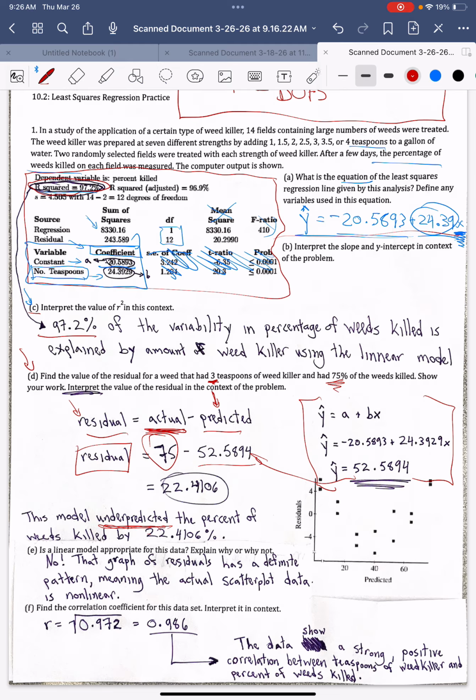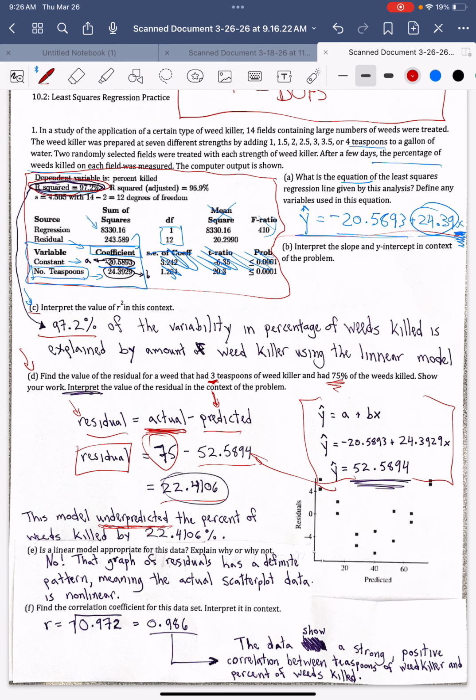The model under predicted the percent of weeds killed by 22.4106. Why? Because we have a positive residual. In other words, our residual is in such a place that things are worse off because of it. We expected a certain thing to be true on the actual line, and we undershot the amount of weeds killed. Actually, in a lot of ways, good news. We thought we would kill fewer weeds than we did, and it turns out that we actually killed more weeds than we thought we would. Okay.